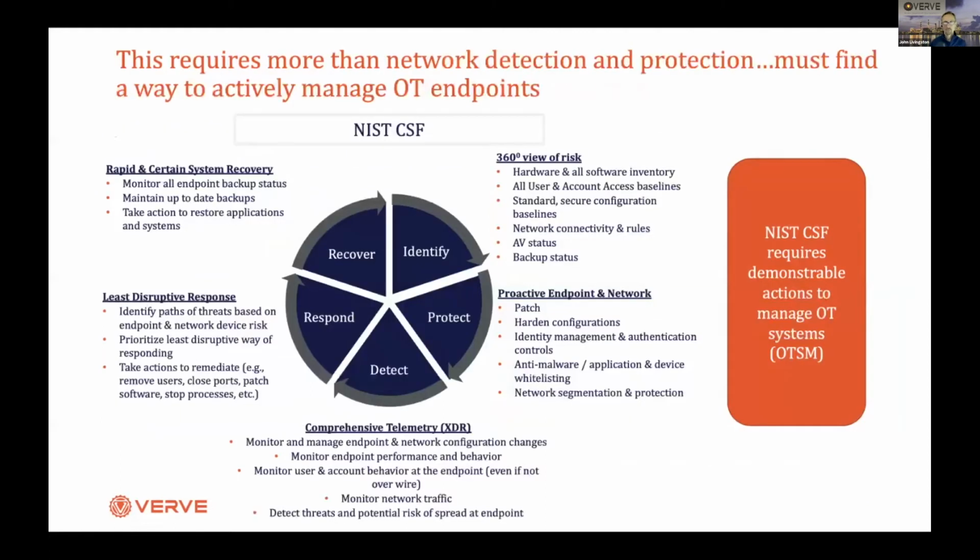And so as we look at this, it has to get beyond network detection and protection. This is back to the point of the forgotten endpoint, right? We spend a lot of time talking about network protections, whether those be firewalls, network monitoring, et cetera, which is all good. But at the end of the day, we have to find a way to get to those endpoints. We need to find a way to have what we refer to as a 360-degree view of your risk.